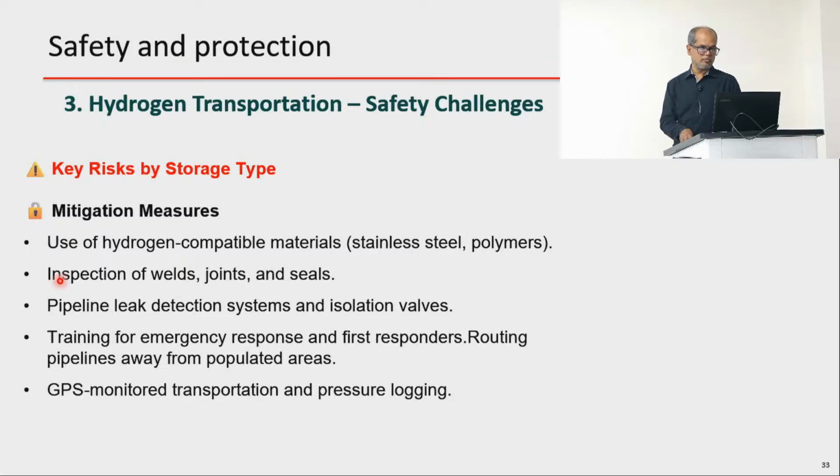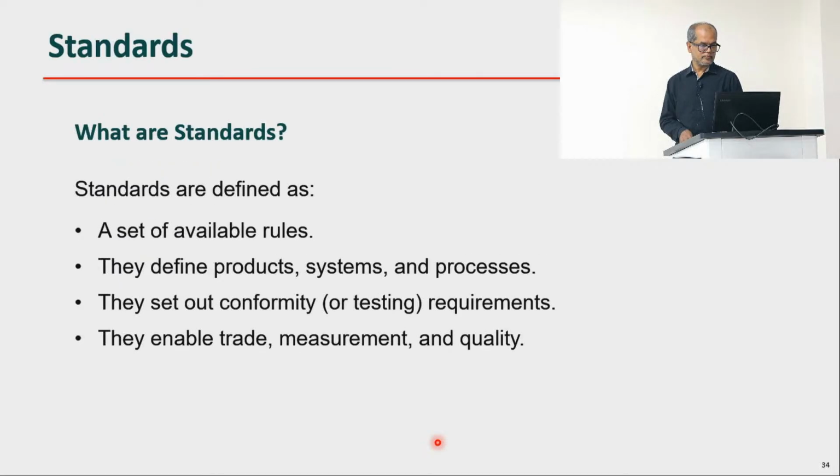So you can use hydrogen compatible materials, regular inspection of all of these cases, a pipeline leak detection system, and isolation valves. We should also have better training on how we respond if any emergency happens, and GPS monitored transportation and pressure logging. That also might help make it even safer. Now that's more about the hazards and safety level.